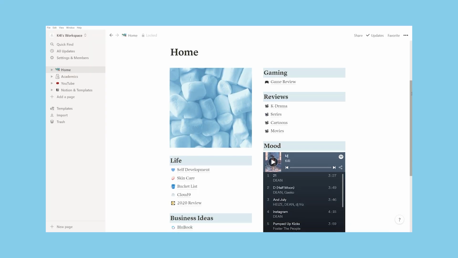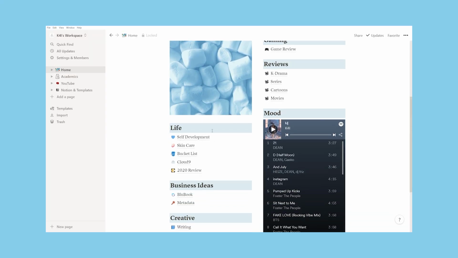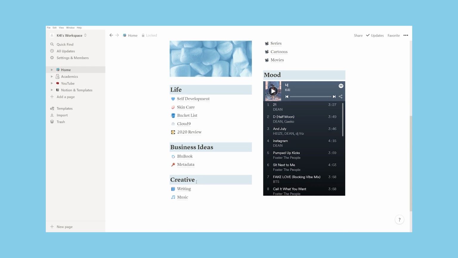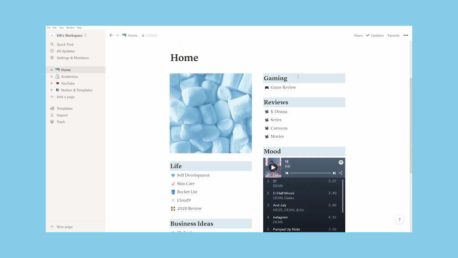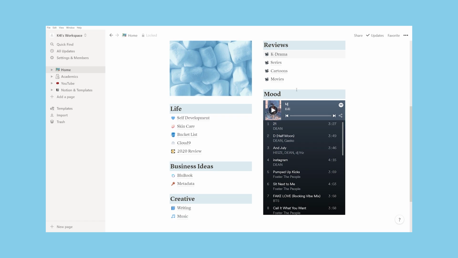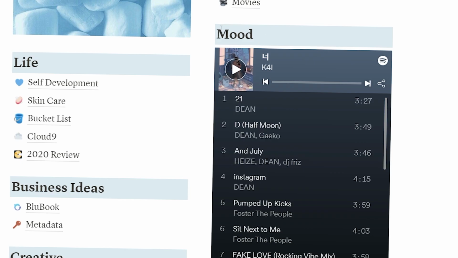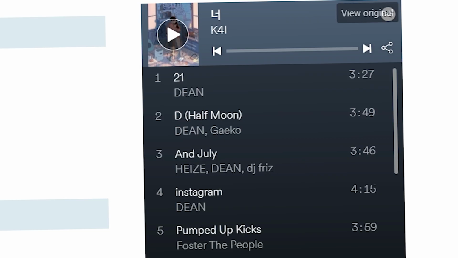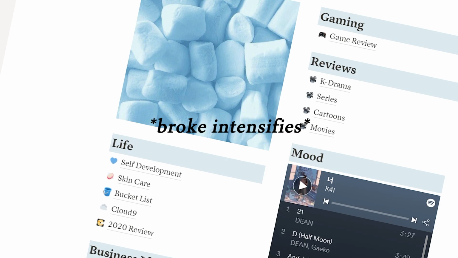My homepage is divided into six sections: life, business ideas, creative, gaming review, movie review, and the good old mood board, which is basically my Spotify playlist. Which, by the way, doesn't play the whole freaking track because I don't have Spotify Premium and I don't want to pay $10 a month.